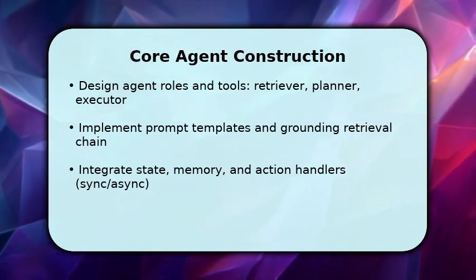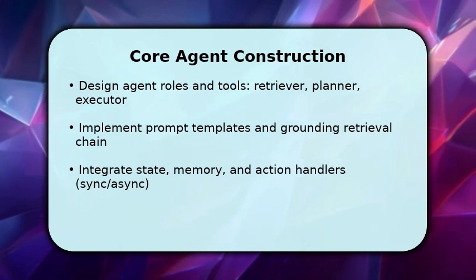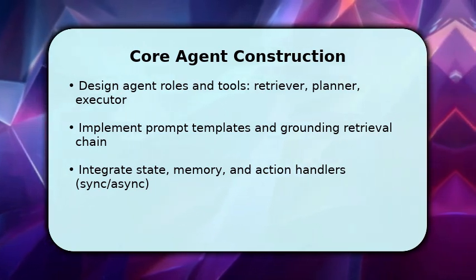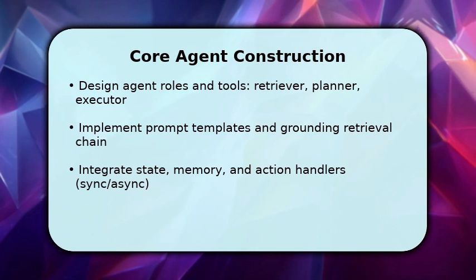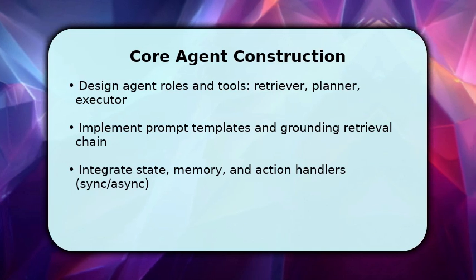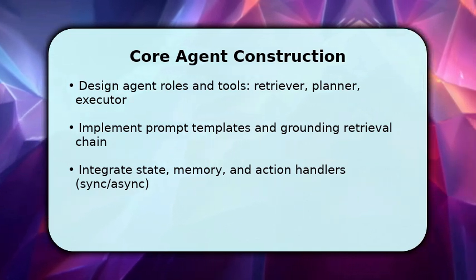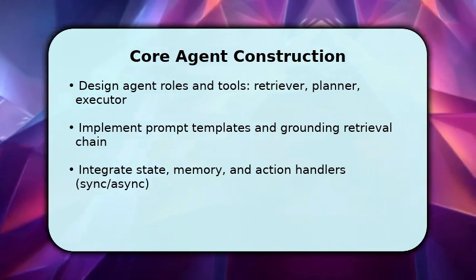Now you build the agent's core. Define roles such as retriever, planner, and executor so responsibilities are clear. Once done, implement prompt templates and a retrieval grounding chain to keep outputs factual. This prevents hallucinations. Connect state and memory layers so the agent maintains context across turns, and add action handlers for synchronous or asynchronous tasks. Make sure to test each component independently.